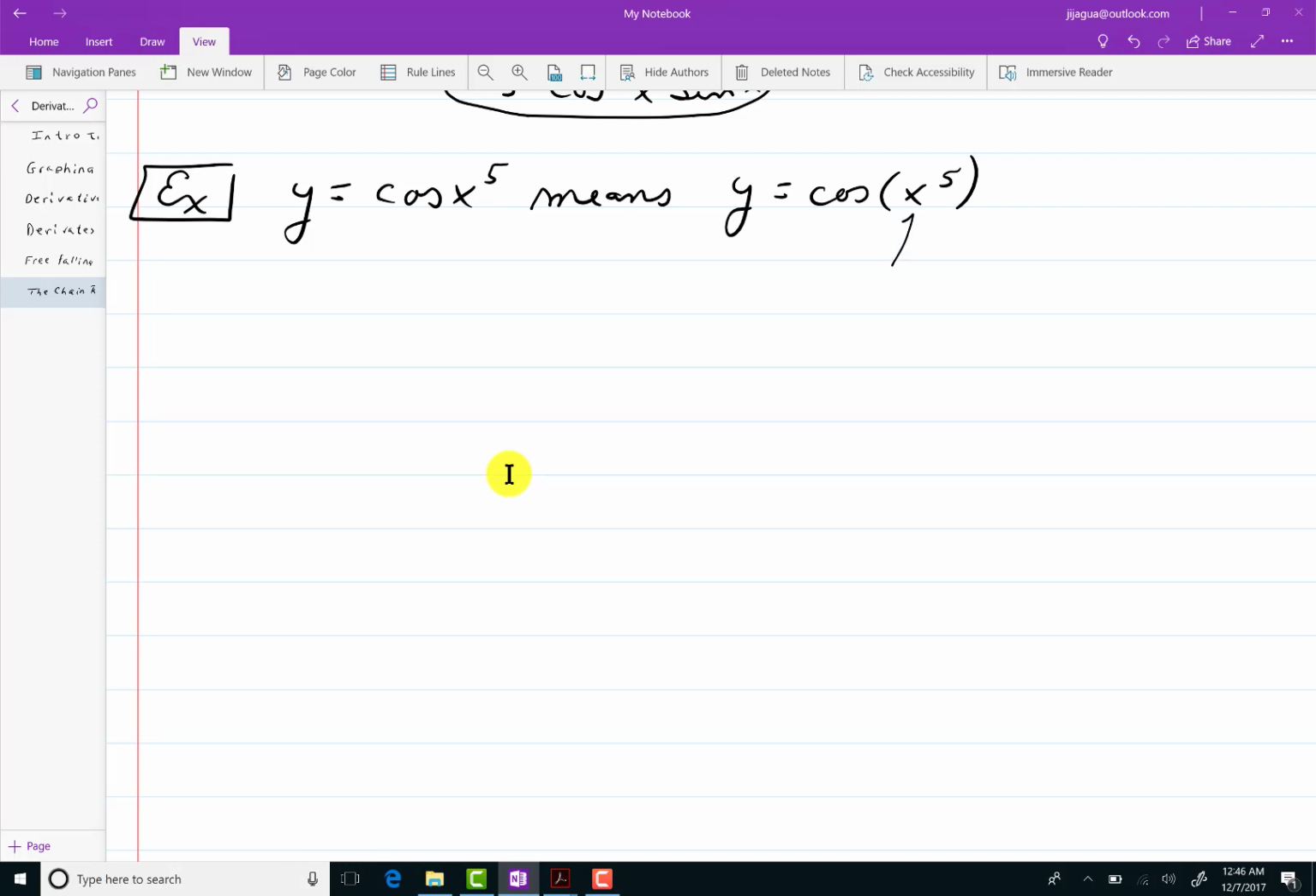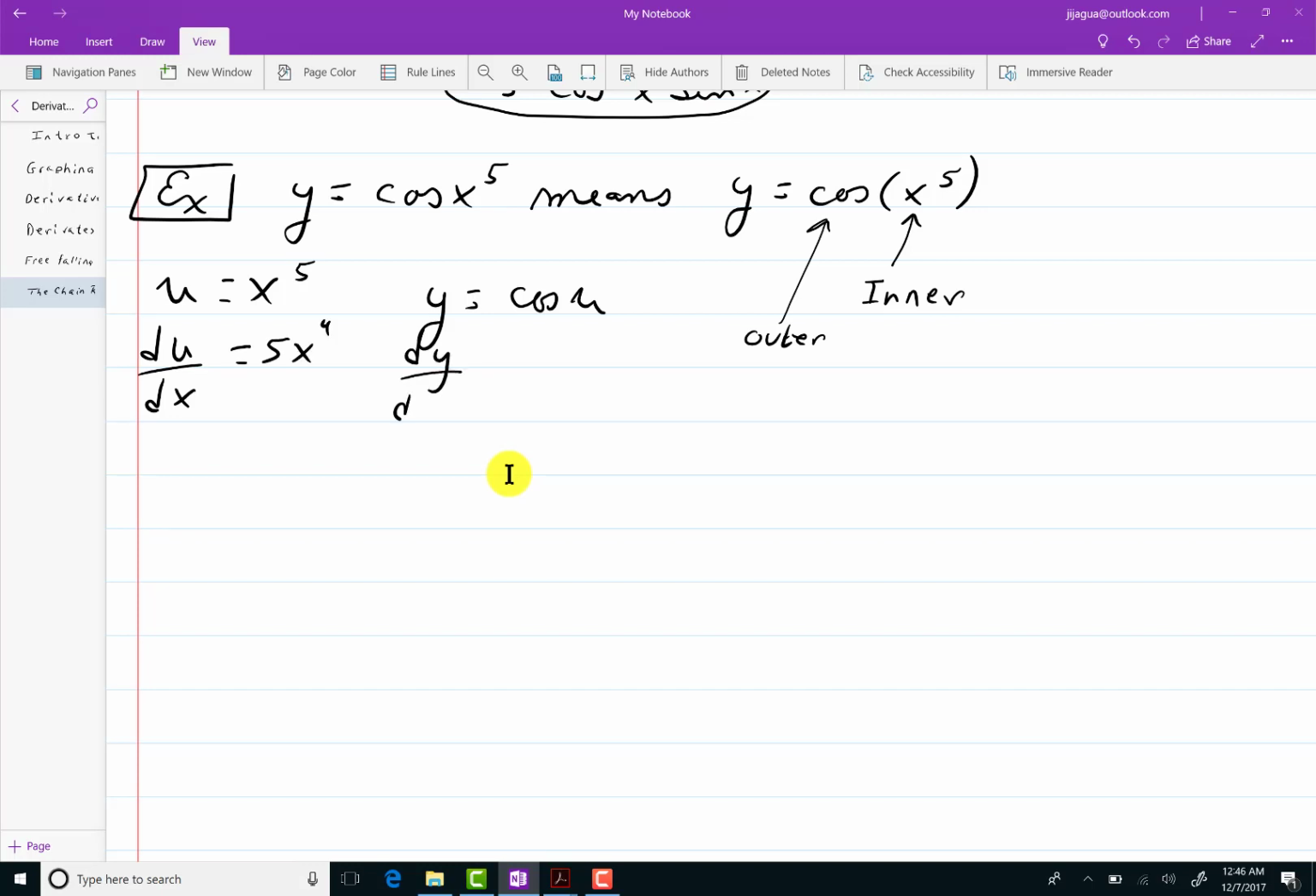So now x to the fifth is the inner, and cosine is the outer. So the inner is u. u equals x to the fifth, and the outer function y equals cosine of u. So du over dx equals 5x to the fourth. dy over du equals negative sine of u.